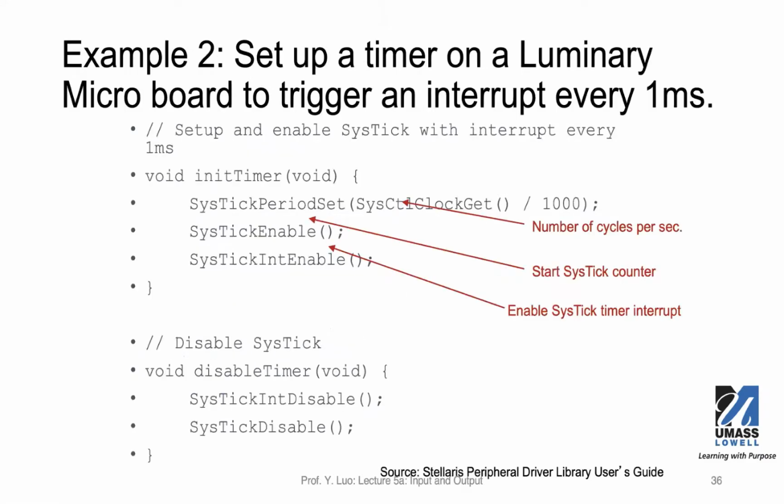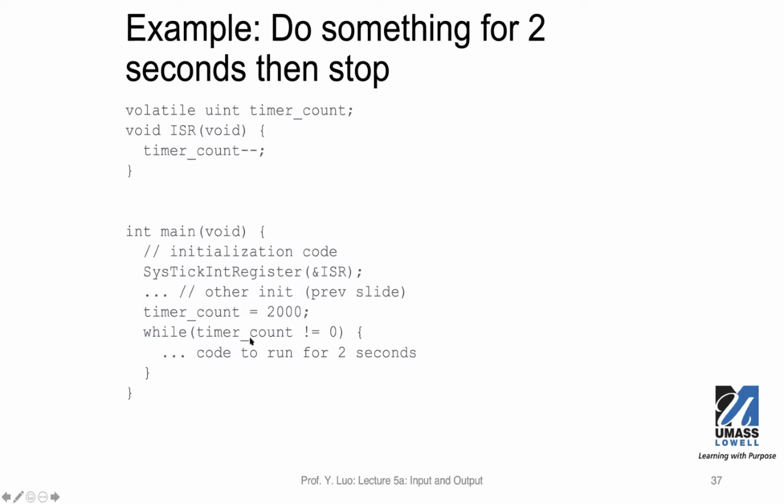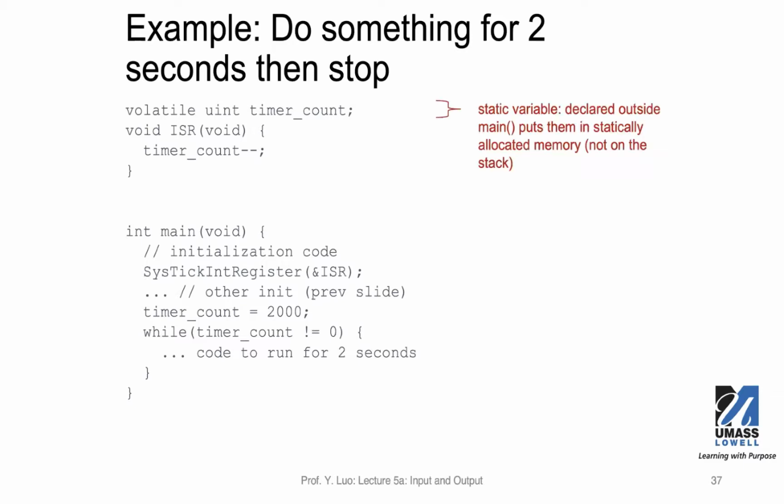So if this counter value is not 0, meaning that we haven't really gone through the whole 2 seconds yet, this part of the code will still run. This while loop still goes on until the timer count reaches 0. Looks reasonable.